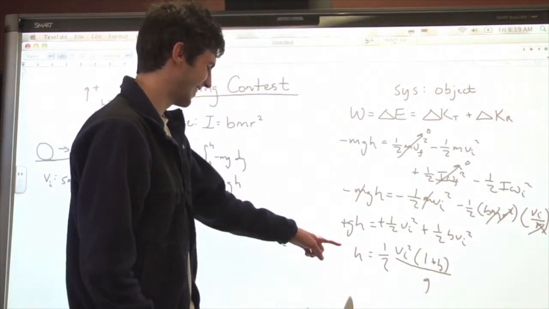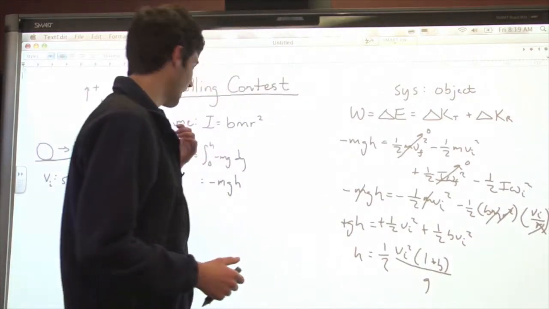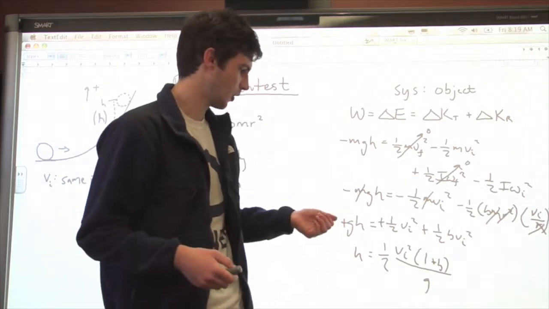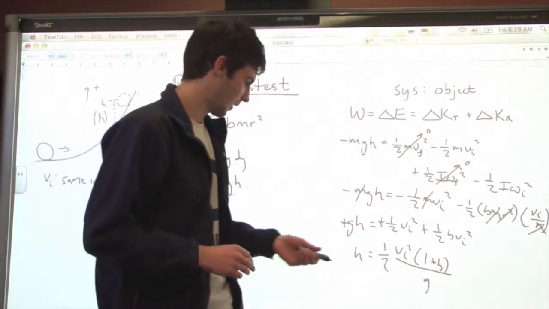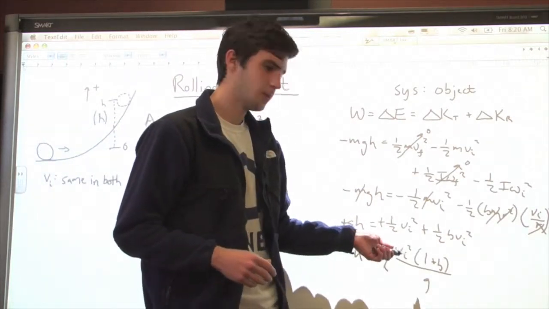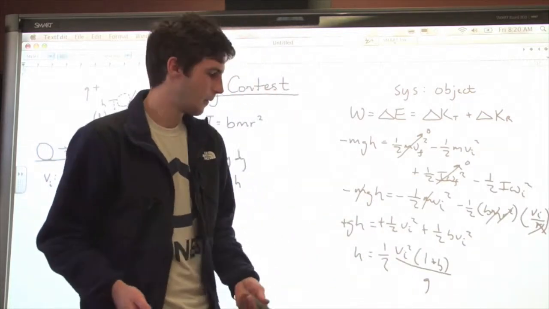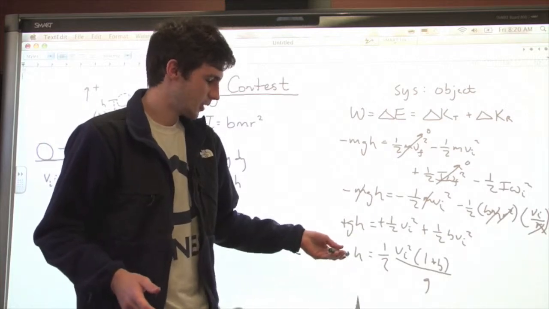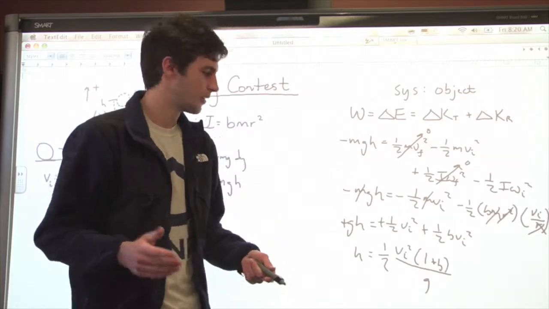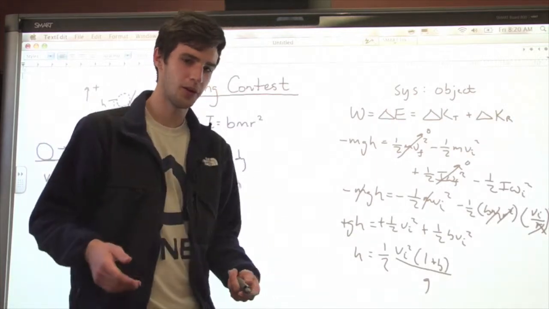And so now we see that the h value for any rolling object that takes this form, rolling up a hill, is equal to v i squared, which we know is the same in both cases, and then it increases as b gets bigger. So for the bigger b, I'm going to get the bigger h, and we're going to find out that the cylinder is in fact going to make it up farther.